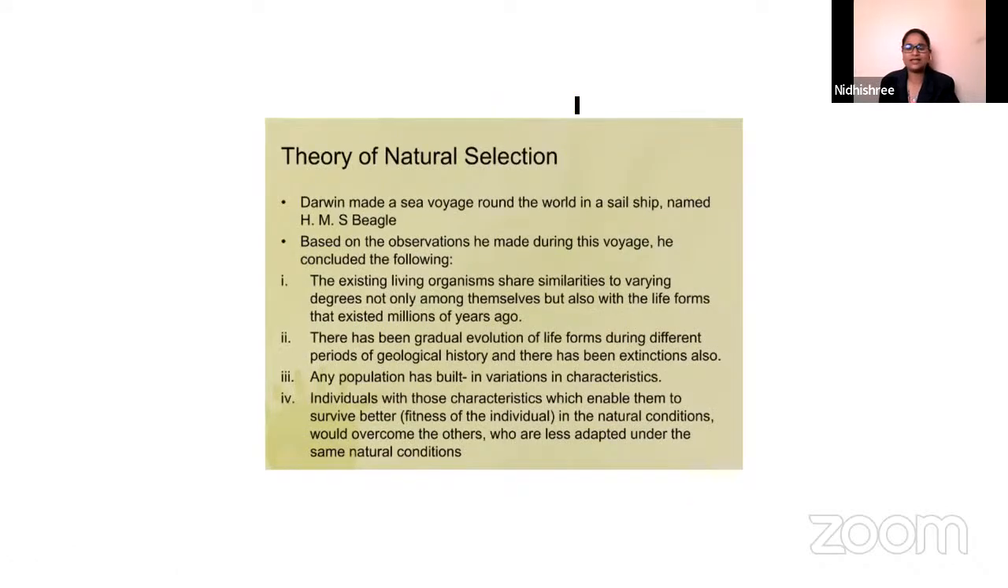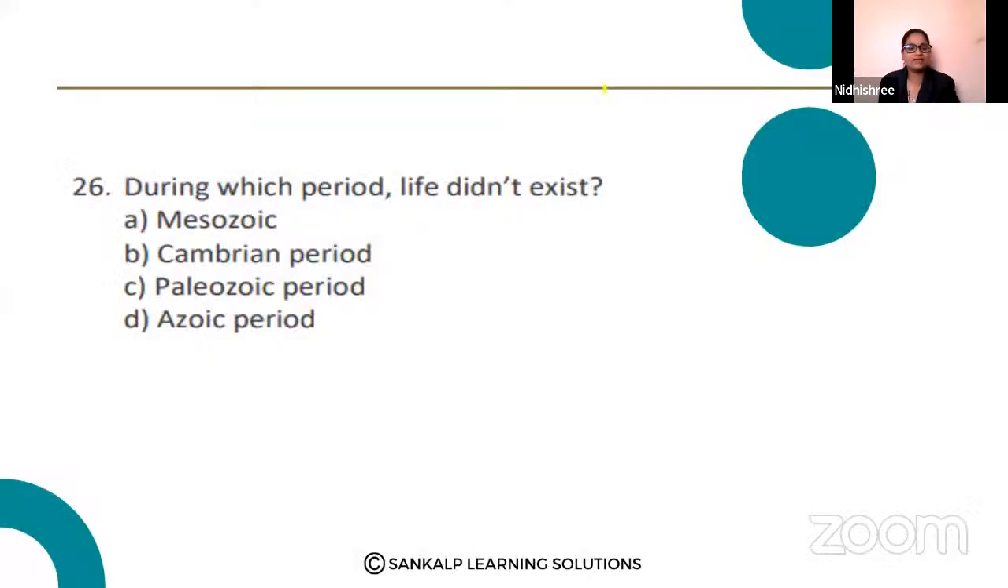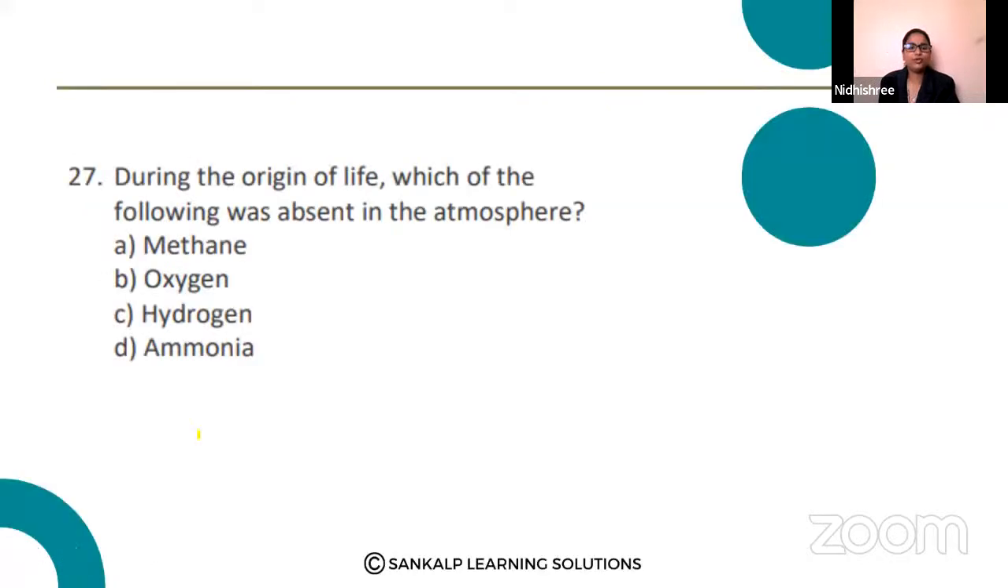Okay, regarding this, again, we will continue. Now, let us solve some questions again, guys. Please be interactive. Okay. Next, 27th question goes like this. During the origin of life, which of the following was absent in the atmosphere? Methane, oxygen, hydrogen, ammonia. During the origin of life, which was absent in the atmosphere?